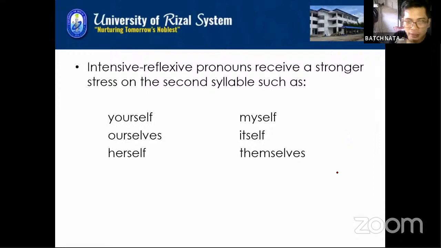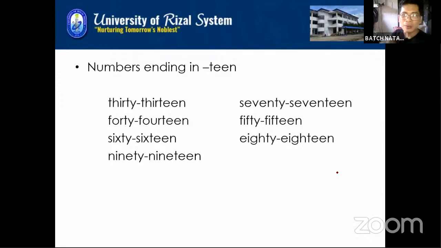The next: there are words that end with the suffix teen. This is how they should be pronounced: thirty, thirteen. You'll notice there's a change in the stress. On the first number, the stress falls on the first syllable, thirty. But if we change this word and put teen, the stress falls on teen, so we say thirteen.